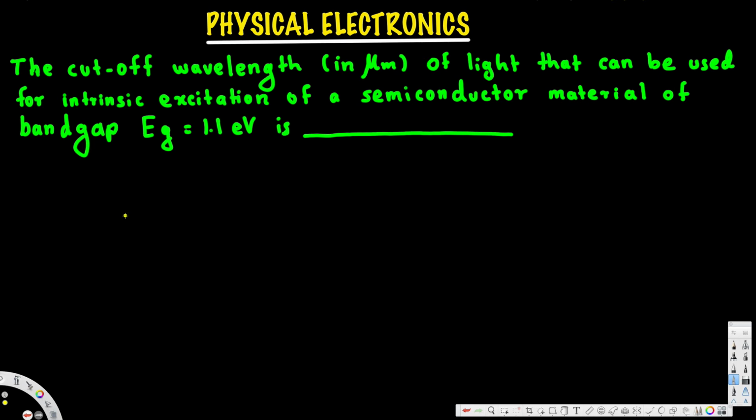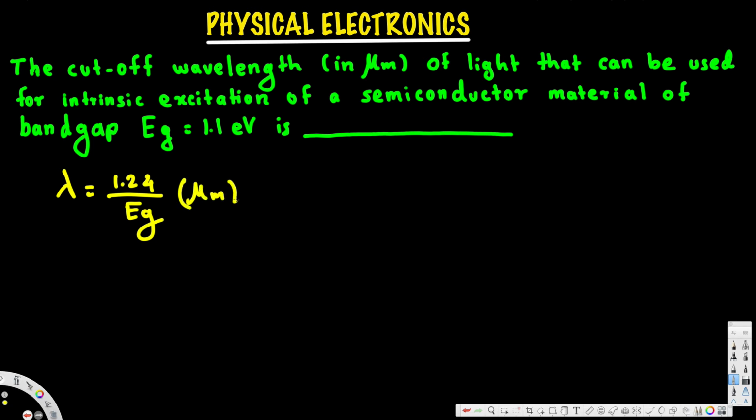Here this question is asking the cutoff wavelength in micrometer of light that can be used for intrinsic excitation of a semiconductor material of band gap Eg equal to 1.1 electron volt. So the question is asking for the wavelength, and we know the wavelength and energy related equation is given by lambda equals 1.24 divided by Eg, and the unit must be in micrometer.